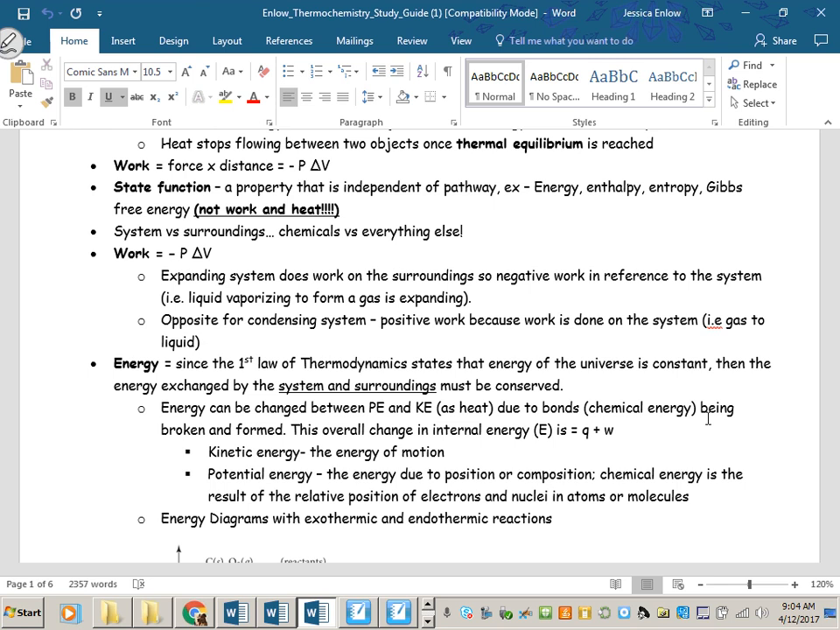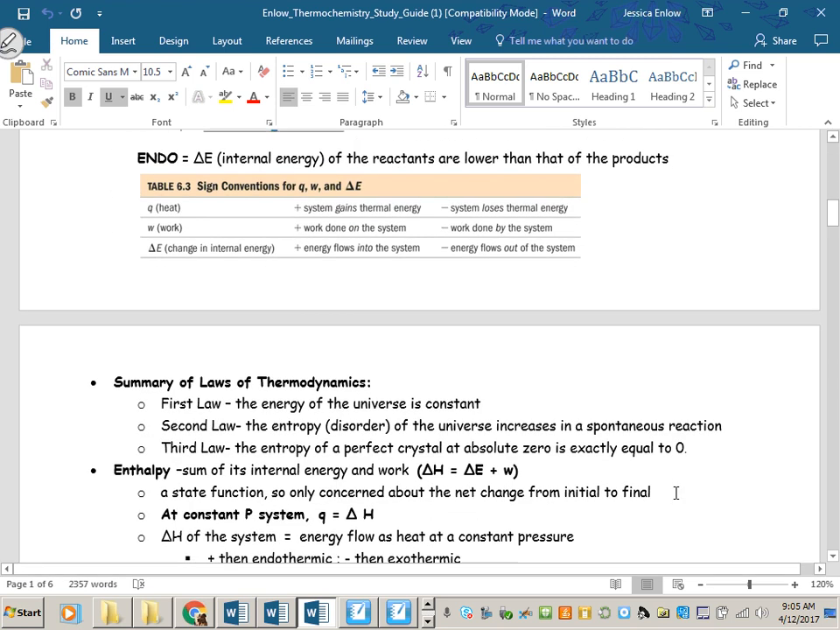If you allow your system to do work on the surroundings, it's expanding. And so it's pushing on the surroundings, so it's losing work, or losing that ability to do work, so it's going to have negative work. That's always referencing the system. There's one more thing I was going to show you here.